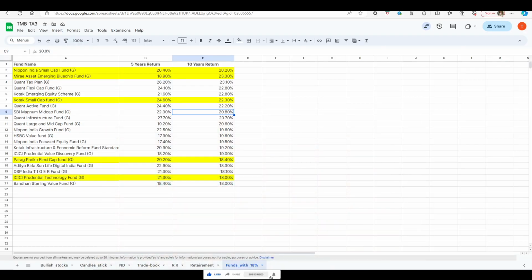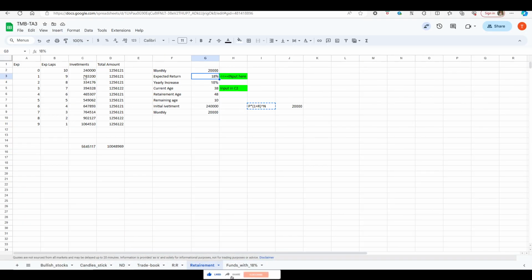So the first year I am going to invest 2.4 lakh, second year the same. In the SIP model, if the amount is 2.4 lakh, the monthly amount will be 20,000. If the amount is 2.8 lakhs, then the monthly amount will be based on 2.8 lakhs.